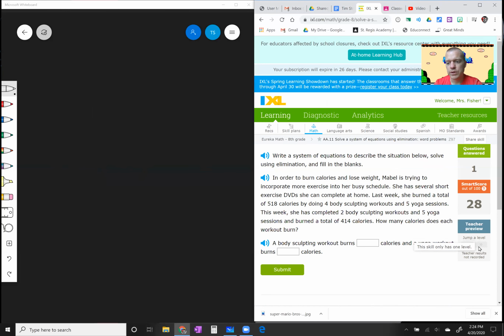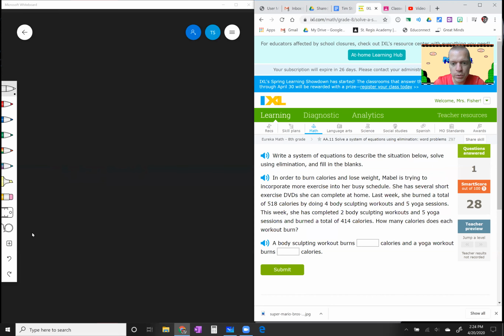And this recommended skill only has one level of difficulty because they're all the same. So you don't have to worry about the problems getting harder this time. So let's look at another one. In order to burn calories and lose weight, Mabel is trying to incorporate more exercise into her busy schedule. She has several short exercise DVDs she can complete at home.